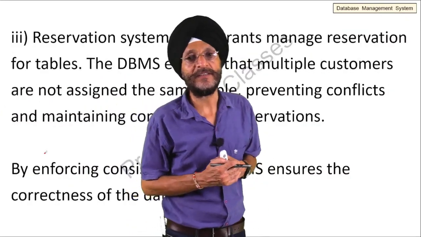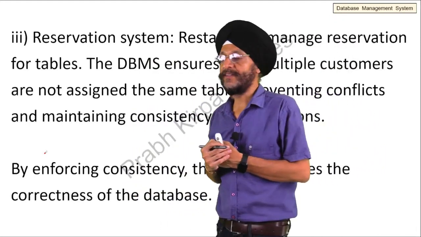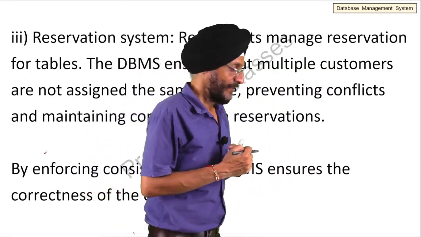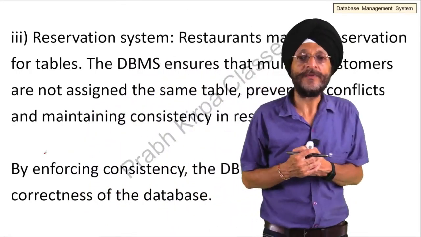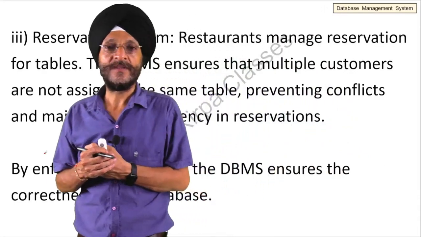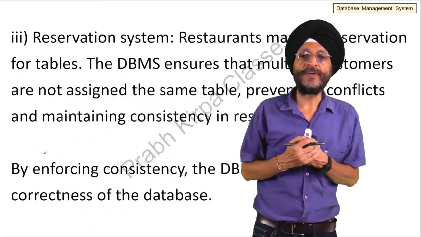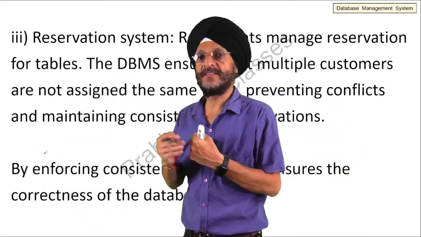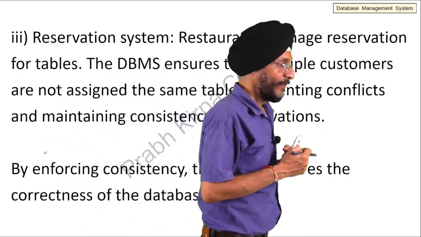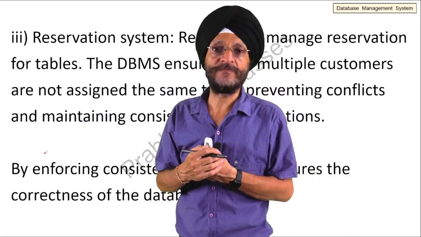Now we take the third example of consistency in real life. Suppose there is a birthday function of one of your near and dear, and it has been decided that you will celebrate this function in some restaurant. You know the working of the restaurant which you have chosen.